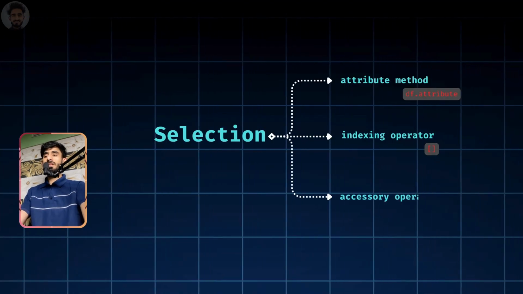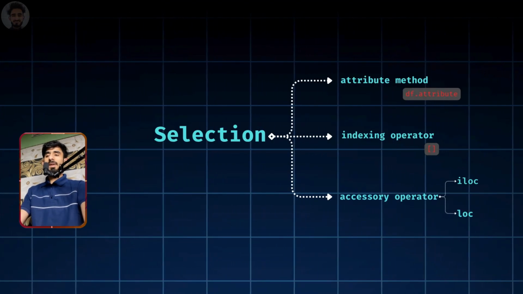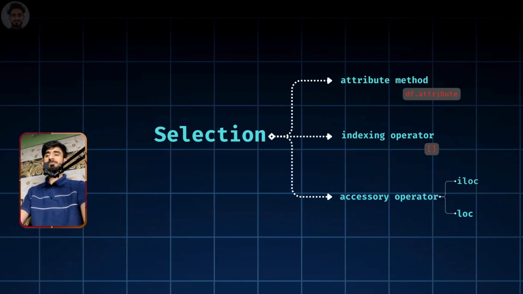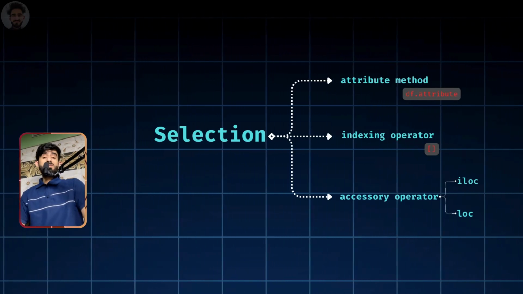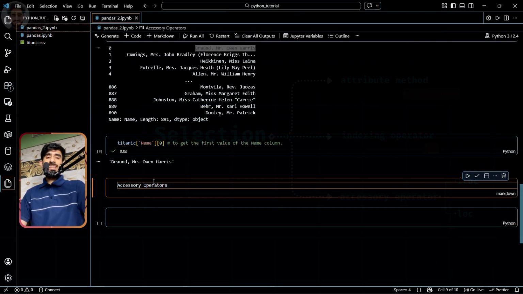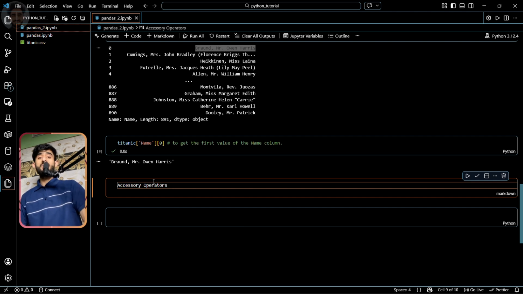So another method is the accessor operators. Pandas has its own operators to deal with data selection. They are useful for all the advanced data processing. They are iloc and loc. One thing that is different with accessor operators is they are row first and column second, the opposite of what we do in native Python, which is column first and row second.